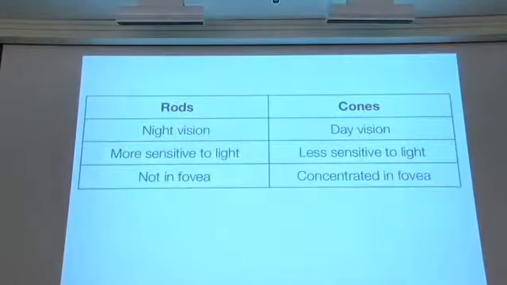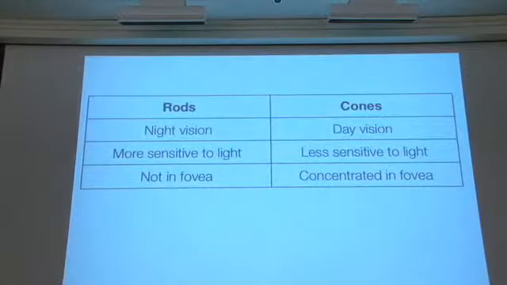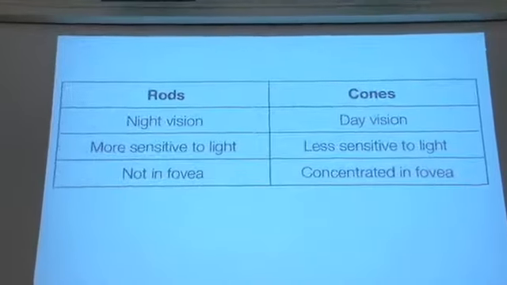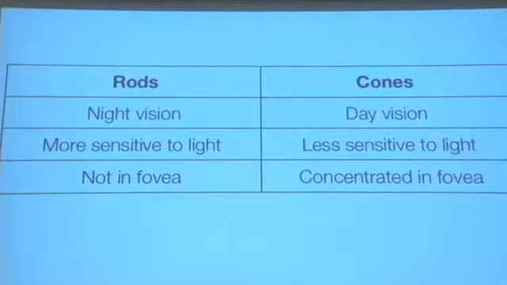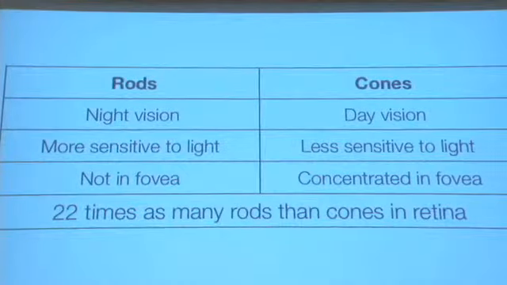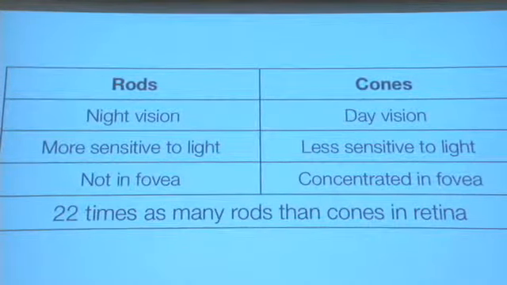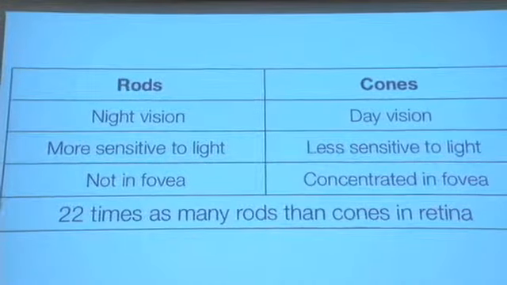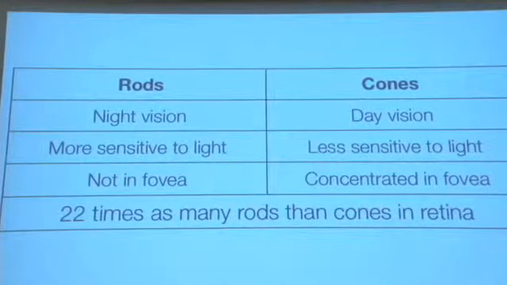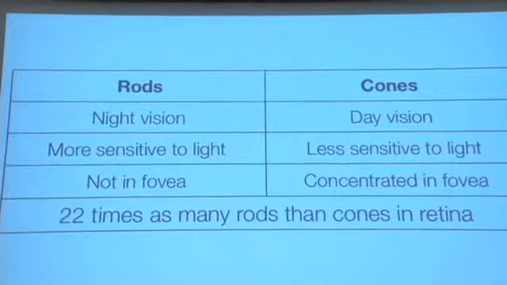The rods, like I said, are not in the fovea, whereas the cones are concentrated in the fovea, and this is what gives us a lot of the results in the things I was just talking about. However, within the retina, the part of your eye at the back that's responsible for sight, we do have many more rods than we do cones. So this is actually pretty important to us.